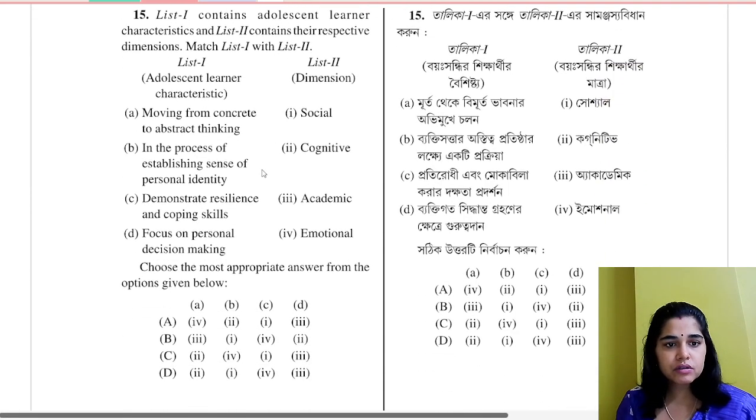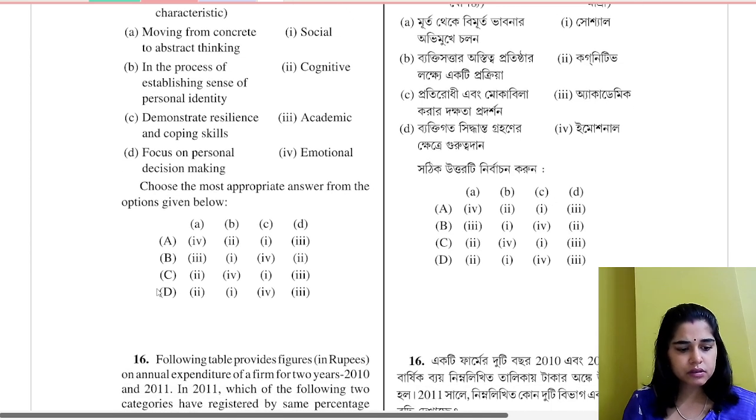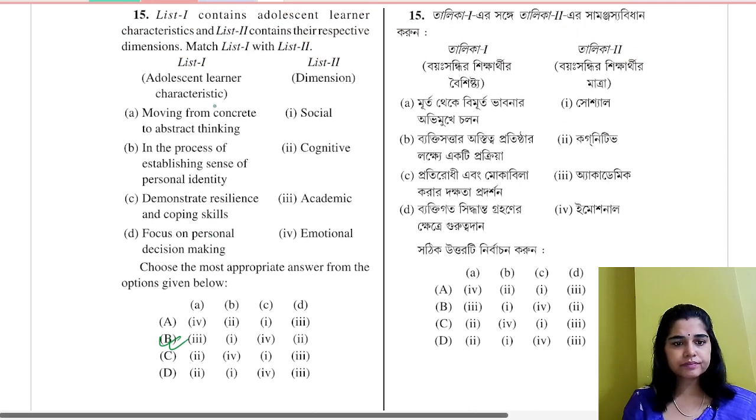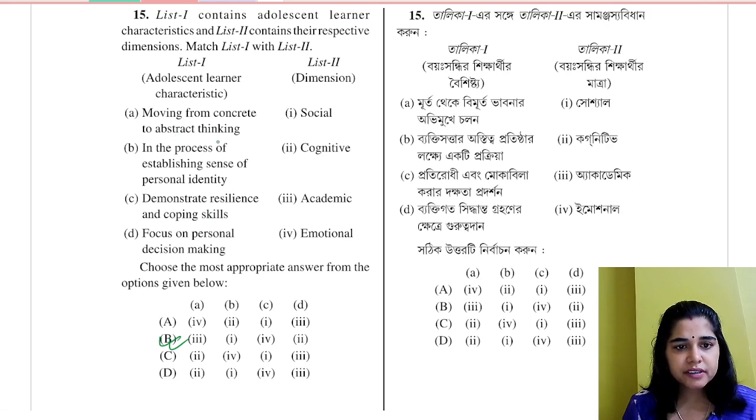Now move to the next question. Question number 50. The answer for this question is B. What is the question? Moving from concrete to abstract thinking. Concrete to abstract thinking is academic.